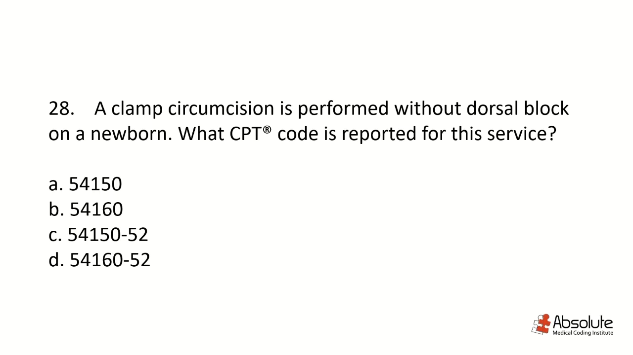And the answers are A, 54150, B, 54160, C, 5415052, and D, 5416052. A clamp circumcision is performed without dorsal block on a newborn. What CPT code is reported for this service?